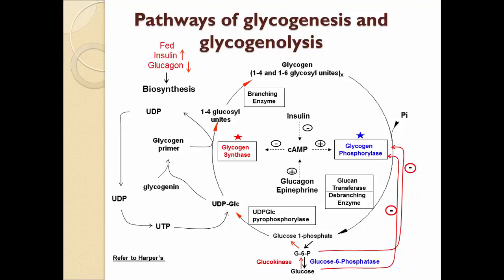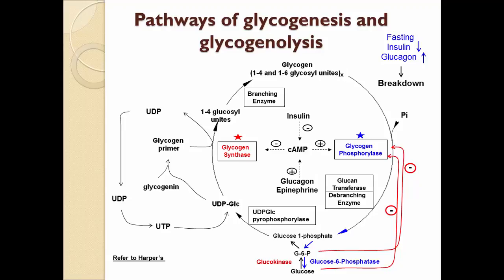And in the fed condition, when insulin levels are high and glucagon levels low, that promotes the biosynthesis of glycogen, right? So glycogen synthase activity can be activated by insulin, together with glucokinase, right, for glycogen synthesis. And in the fasting condition, the glycogen phosphorylase activity is increased, right?